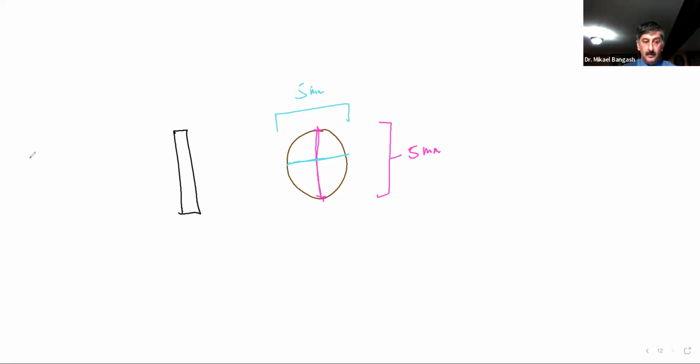Where we then can say, this may be the height. We can say the height may be 5 millimeters, or let's say 2 centimeters, for instance. Whereas the width is going to be only 1 millimeter.